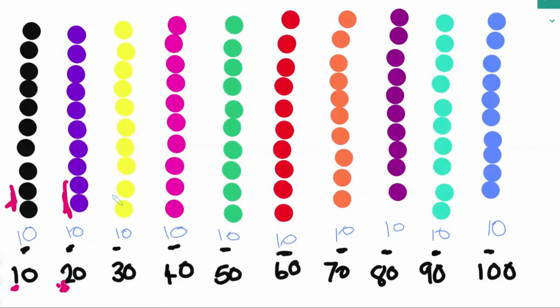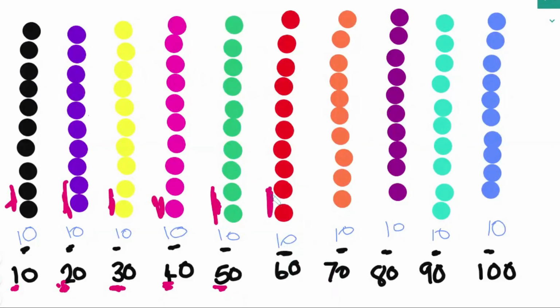In the third column, we have 3 tens. 3 tens is 30. In our fourth column, the number begins with 4 because we have 4 tens. In the fifth column, how many tens do you think are in the fifth column? Have a look at the number. That's correct. There's 5 tens in the fifth column.